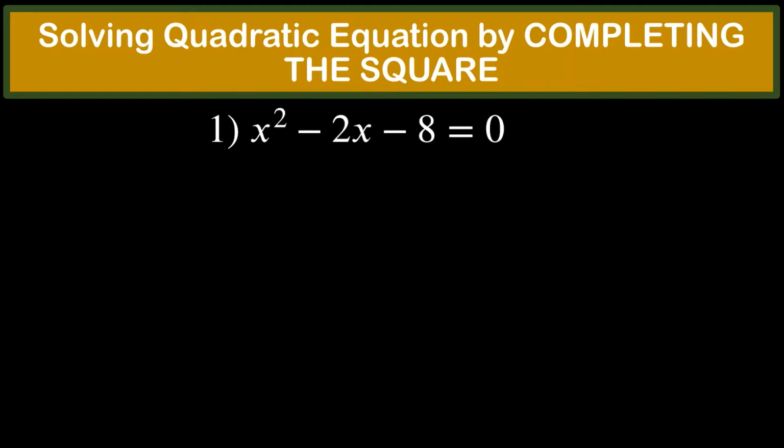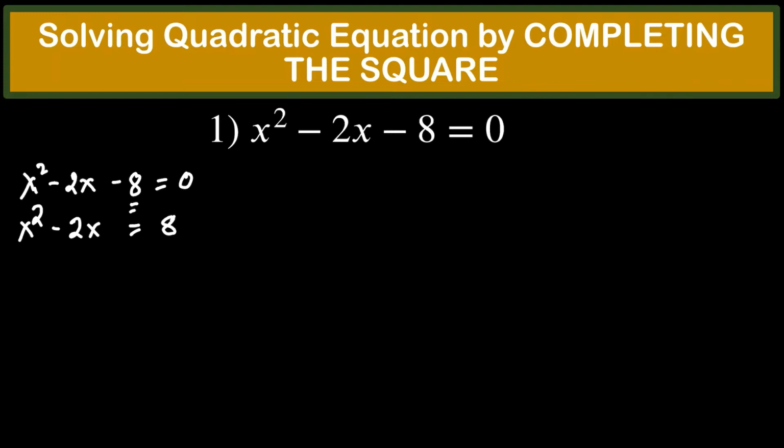Let's copy the given. We have x squared minus 2x minus 8 equals 0. The first thing that you need to do is to transpose this constant to the right side of the equation. So this will give us x squared minus 2x equals 8.